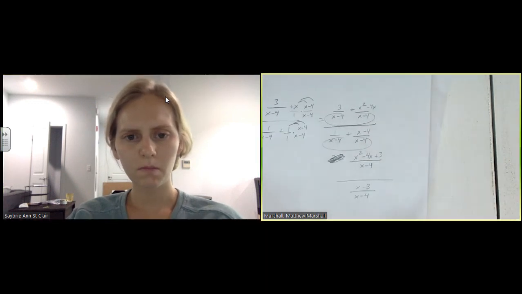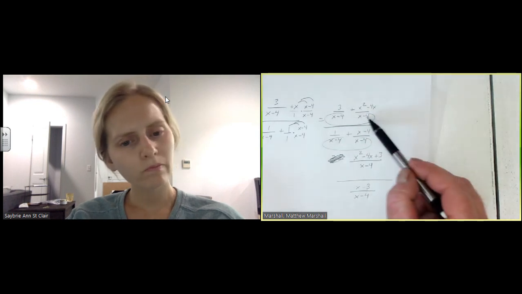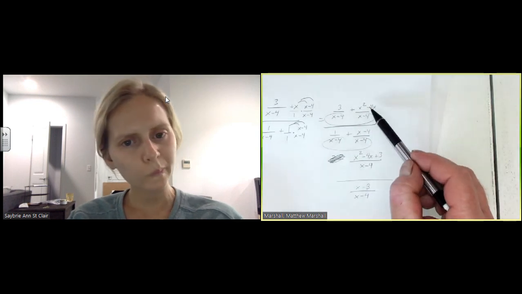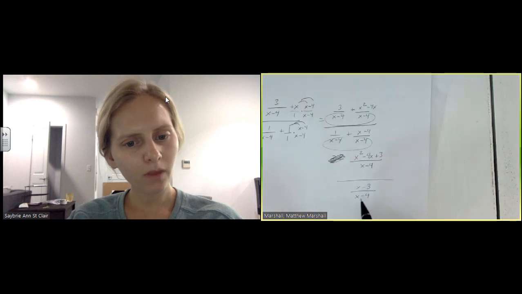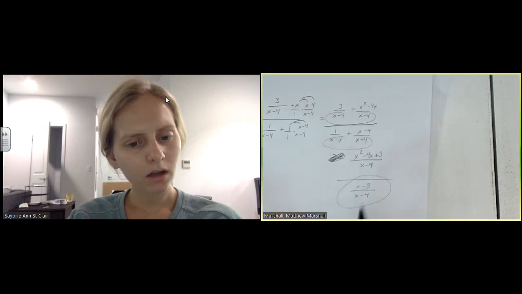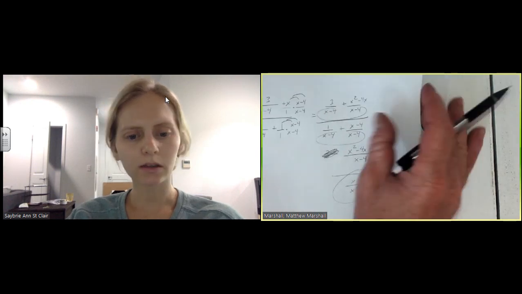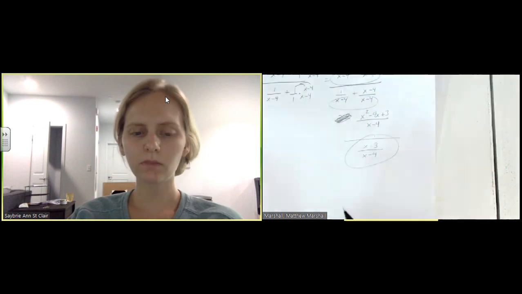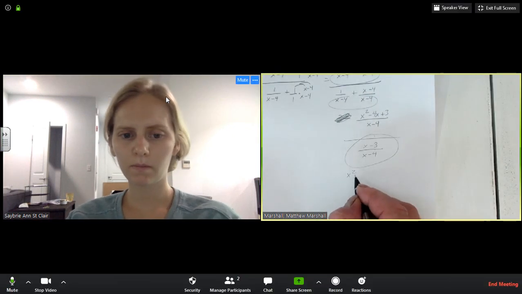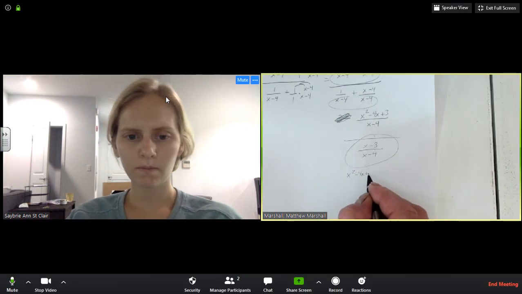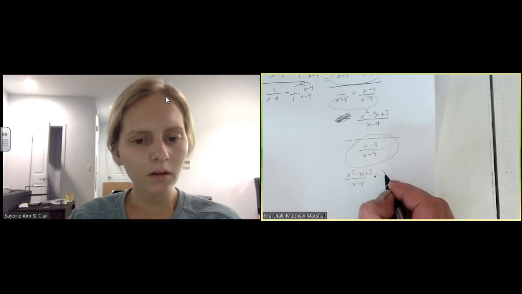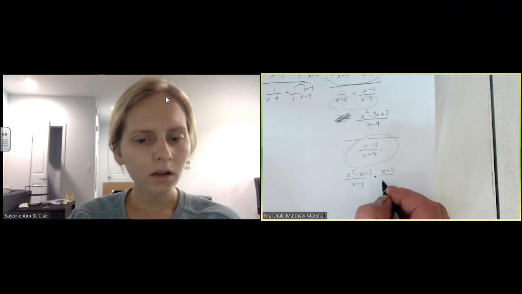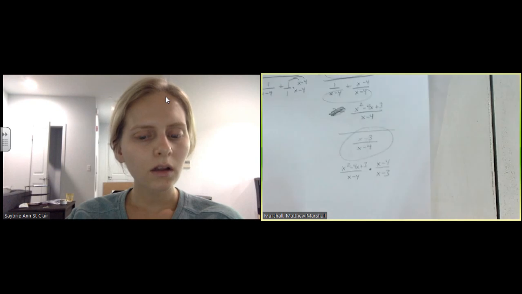Let's double check that. So the top part of this is good. X squared minus 4x plus 3. That's good. I'm going to take this, flip it, and times it by that top part. So that gives me x squared minus 4x plus 3 over x minus 4 times x minus 4 over x minus 3. These cancel.